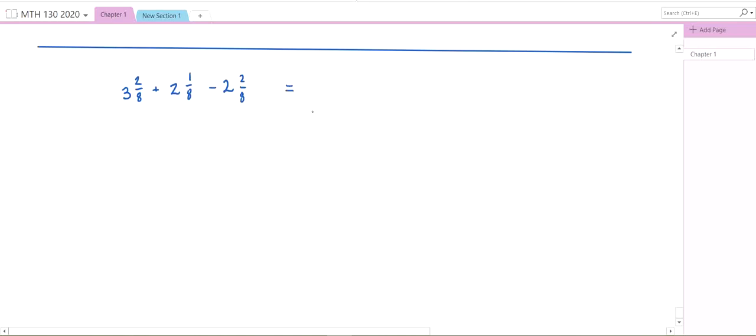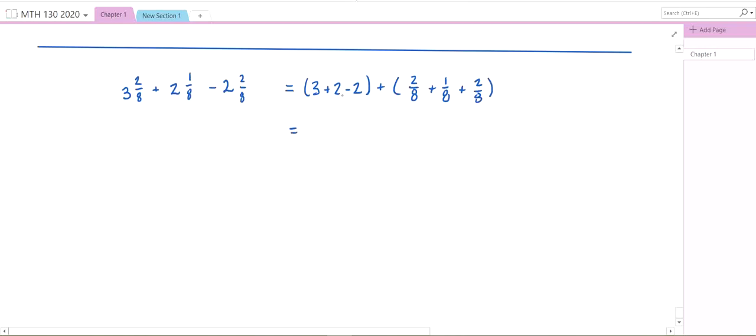We could even get a tad more complicated. We could have 3 2/8 plus 2 1/8 minus 2 2/8. Well, in this case, we could just add the whole numbers first, or we'll operate on the whole numbers first. So 3 plus 2 minus 2, and then add to that 2/8 plus 1/8 minus 2/8 again.